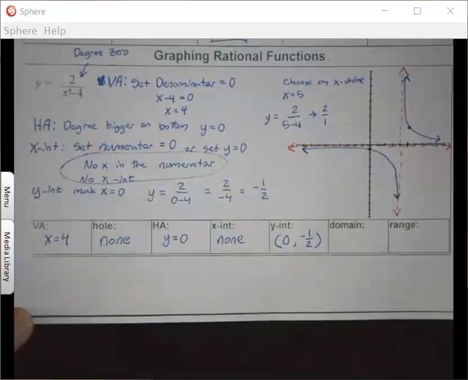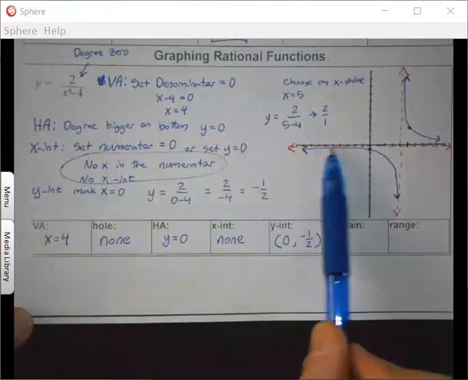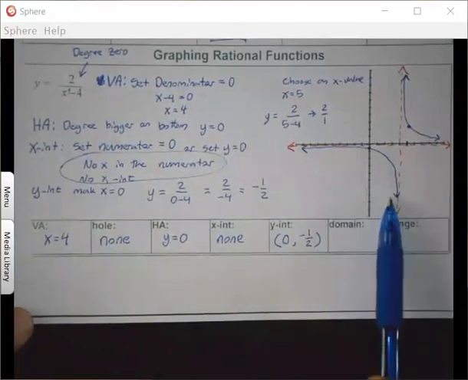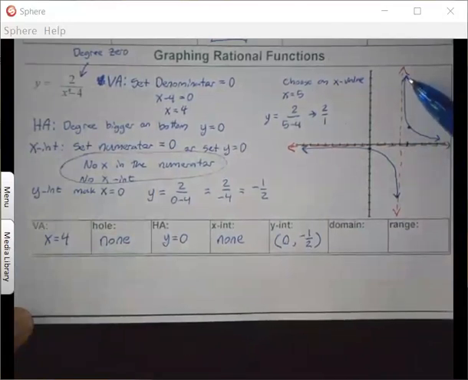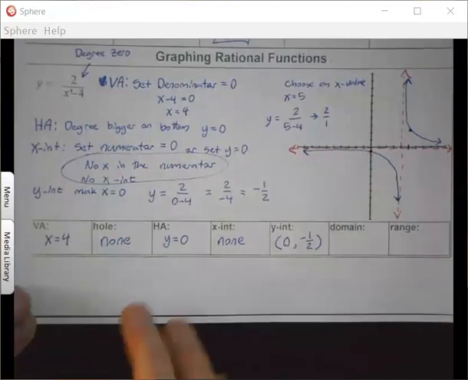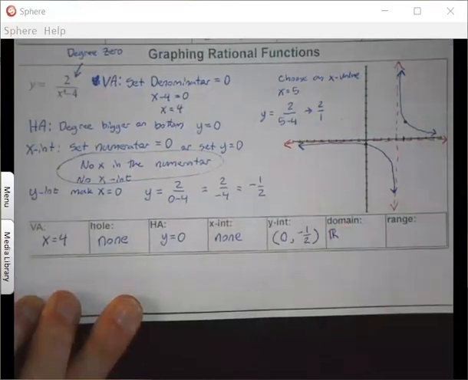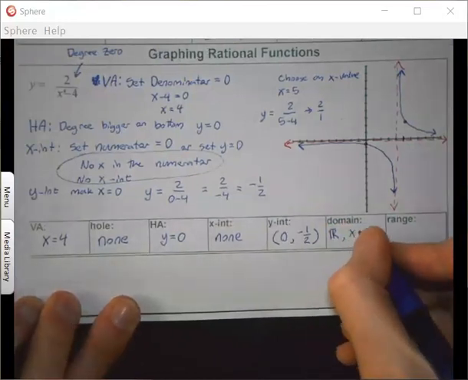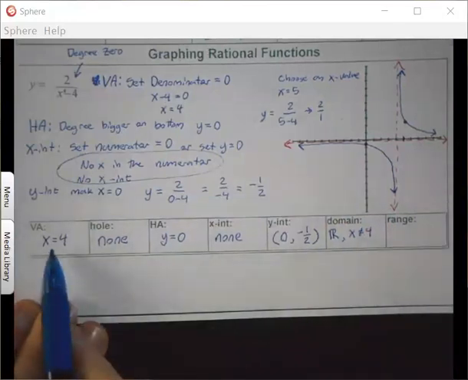So left and right. So you can see going left, I can go to negative infinity. Going right, I can go to every value except x equals 4. From there, I can go to positive infinity. So there's really only one x value we can't have. So for domain, we're just going to say it could be all real values except x cannot be 4. So the domain is everything except our vertical asymptote.